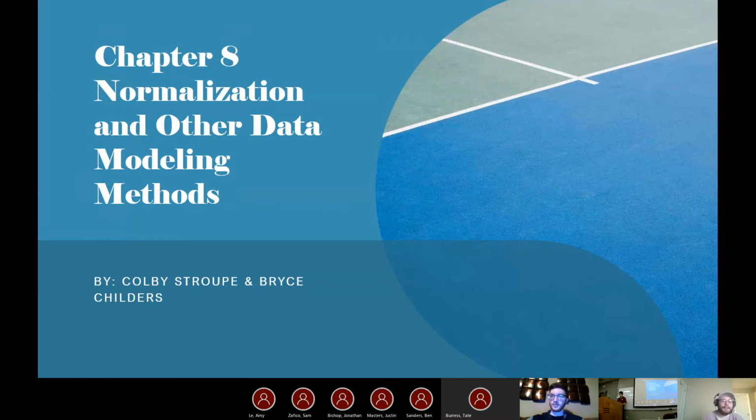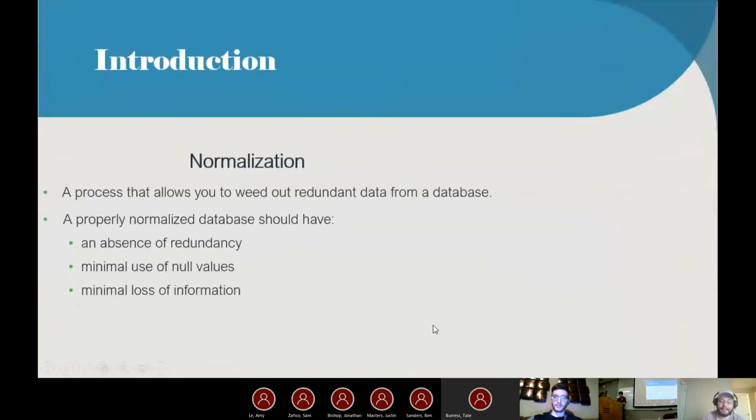We're going to be going over Chapter 8, Normalization and other data modeling methods. I added in some nice transitions to make it look pretty. Normalization is a process that essentially allows you to weed out redundant data from a database. It makes things more efficient and reduces issues with reading and interpreting all the data within a database.